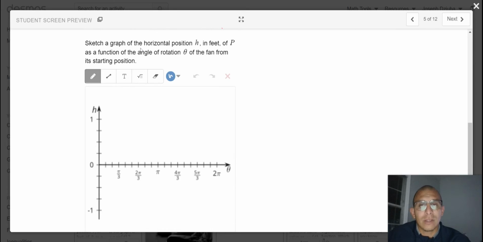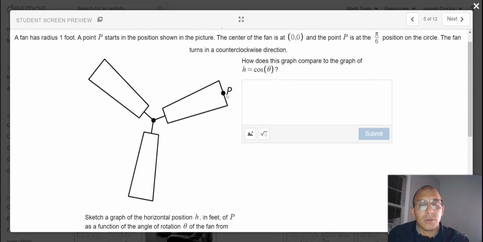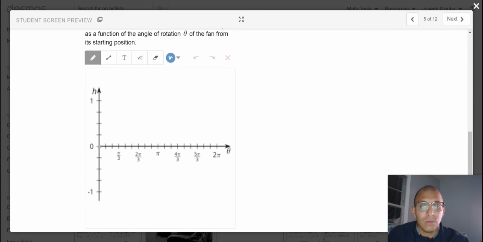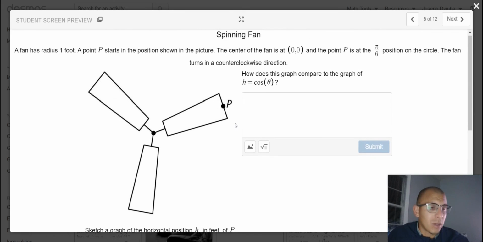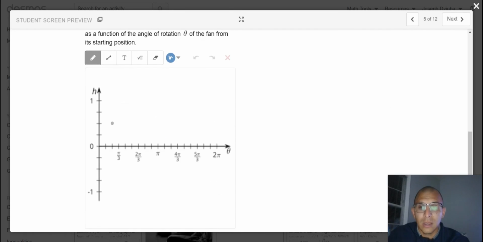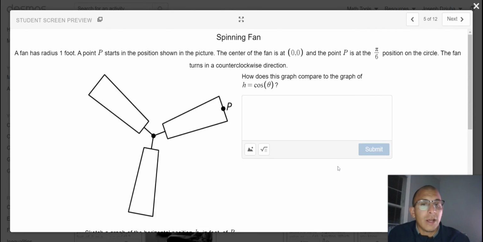And sketch a graph of the horizontal position h in feet of P as a function of the angle rotation theta of the fan from its starting position. Notice the starting position is here. So at an input of 0, we are at a height, since the center is (0, 0), of whatever that corresponding value is for pi/6. That is a height of 1/2. And then you'll need to adjust your graph accordingly, but you should hopefully be realizing that all we are simply doing is modifying the horizontal location of our function.